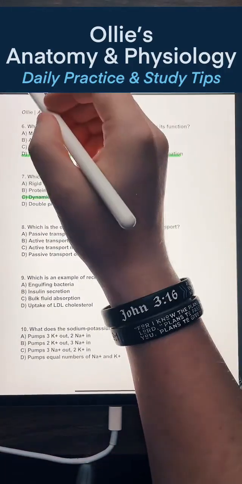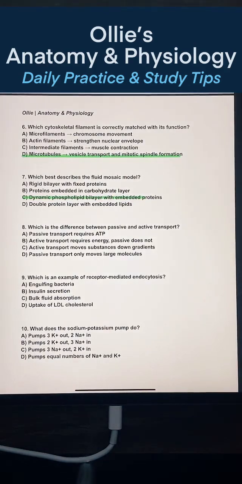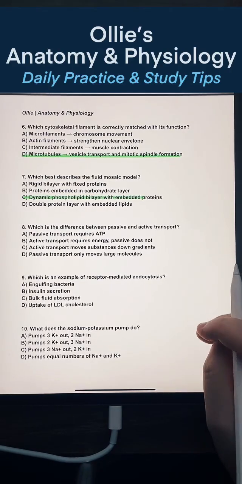It's a dynamic phospholipid bilayer with its embedded proteins. So again, the fluid mosaic model, it being a bilayer, meaning it has 2 layers. The embedded proteins are going to give it some function.